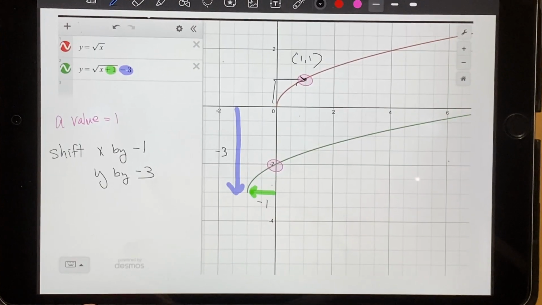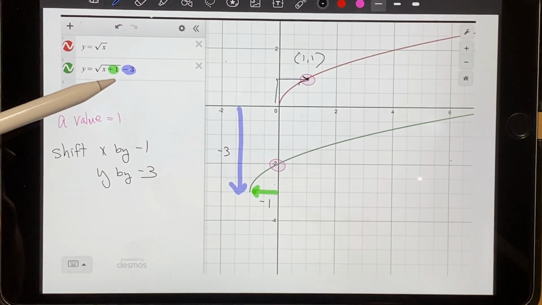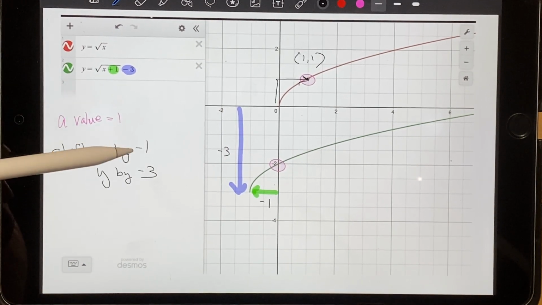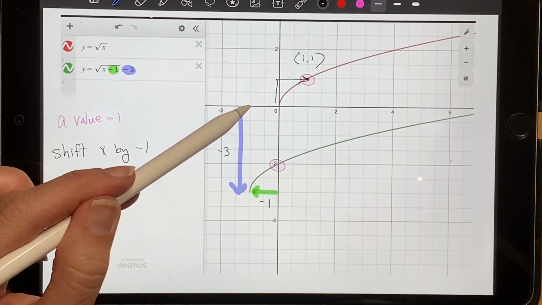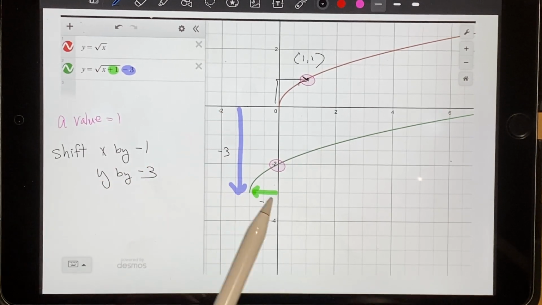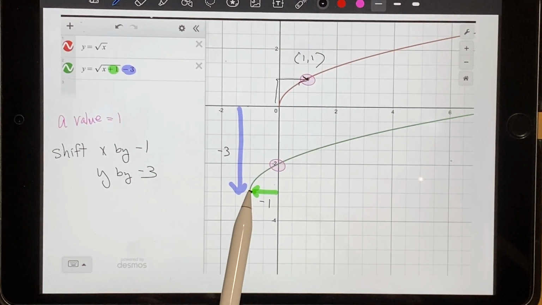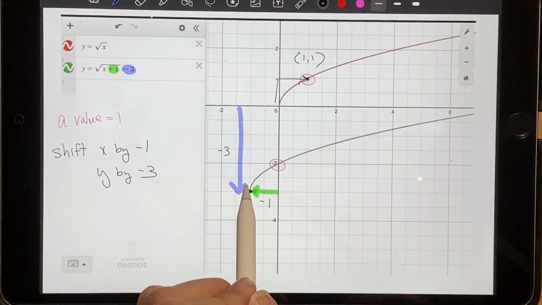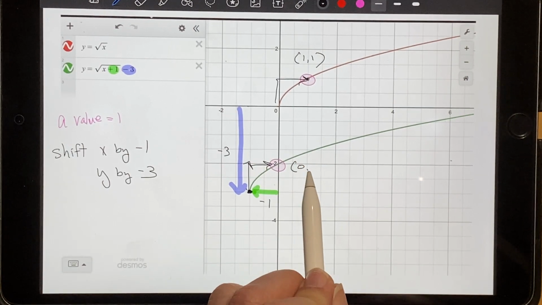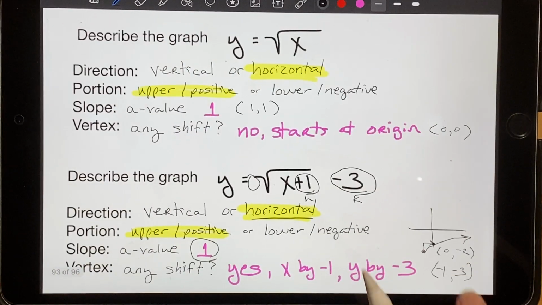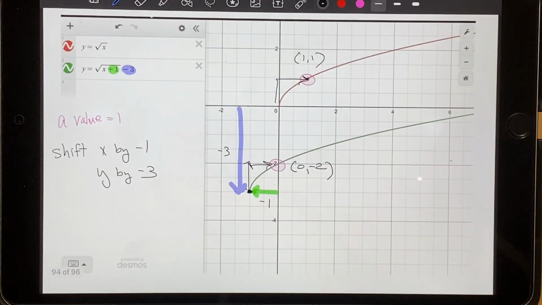Here's our basic graph. When we translate it and we move it down 1, or back 1 for our X, and down 3, our new vertex is down here. But our slope is the same. We go up 1 over 1. So we are at 0, -2, which is exactly what we predicted where we would be.